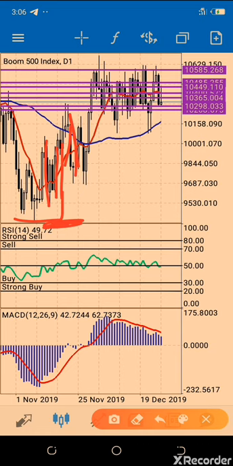It bounced off, it kept coming down, but at no point did it get here again, which was the lowest base, okay, the lowest low. It never got to this point again. This is what we call an uptrend.